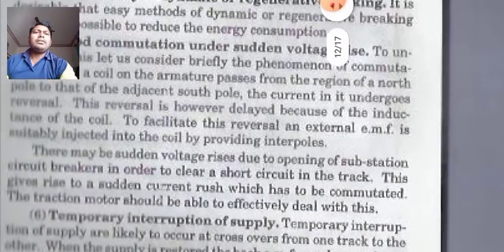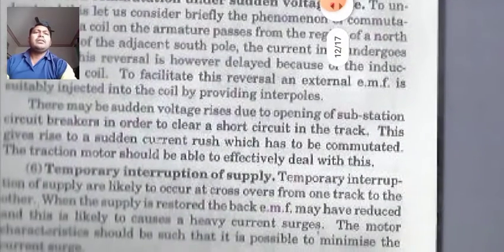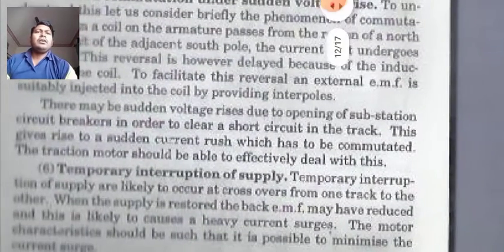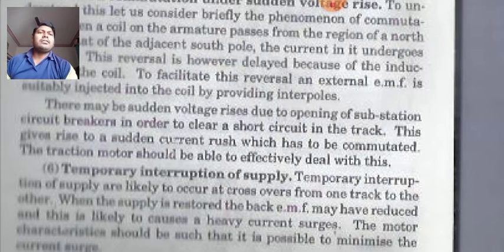There may be a sudden voltage rise due to opening of a substation circuit breaker, or in order to clear a short circuit in the track. This gives rise to a sudden current rush which has to be commutated, and the traction motor should be able to effectively deal with this.